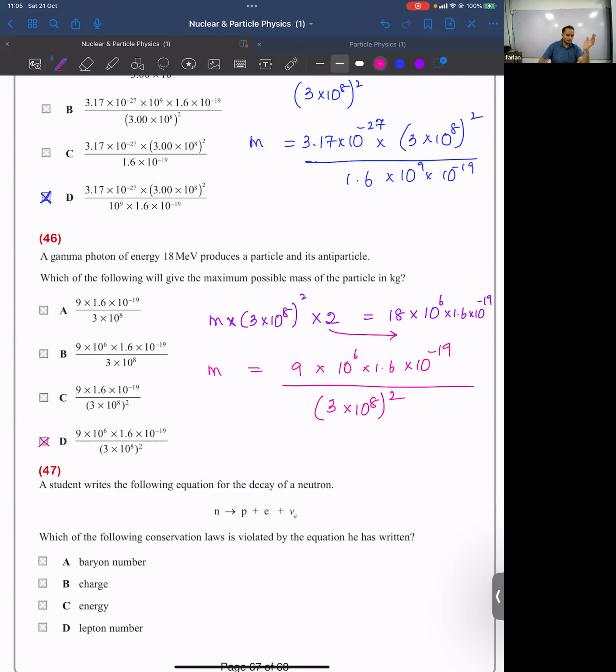Because now we have taken that this entire 18 mega electron volts photon energy is only getting converted to mass. So the 2 particles produced have 0 kinetic energy after the production. If they had a kinetic energy, then the energy equivalent to the mass will be less than this one. Get it? So that means this is the maximum mass that can be produced. Understood?